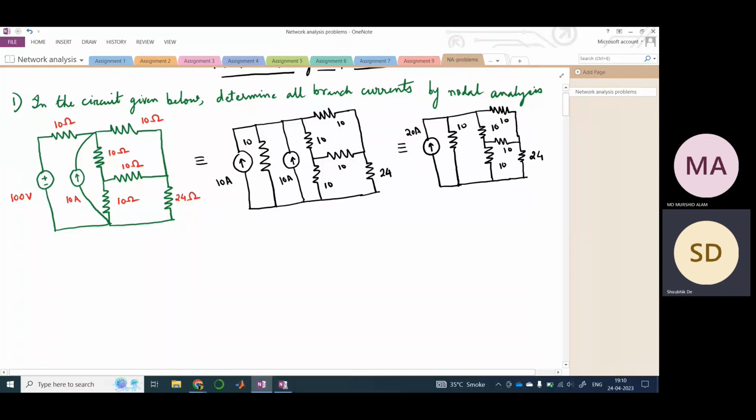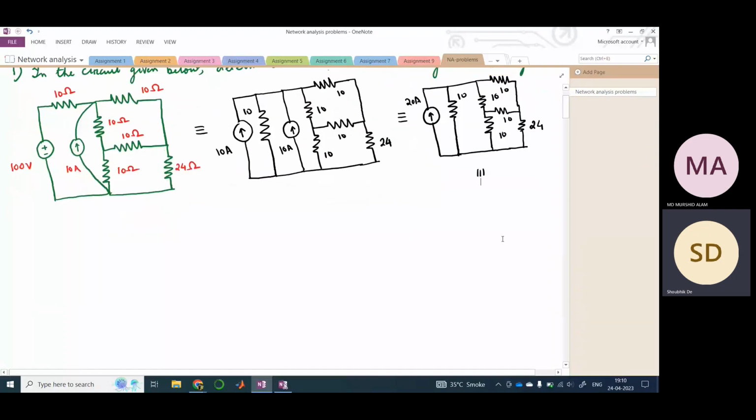Again we will apply a source conversion here. We will convert this current source into a voltage source, so we will just multiply 20 ampere by the resistor. This 10 ohm resistance is here, and then this is your 200 volt source, right?